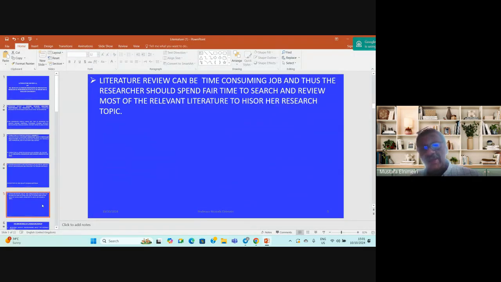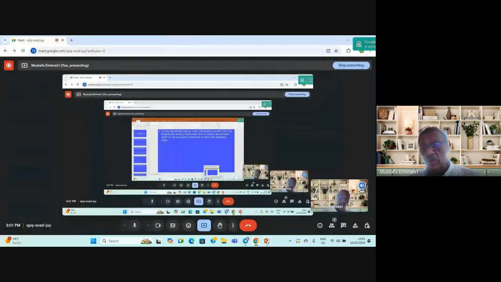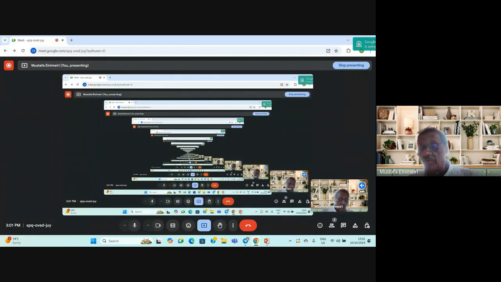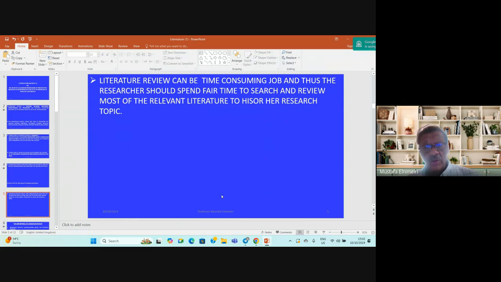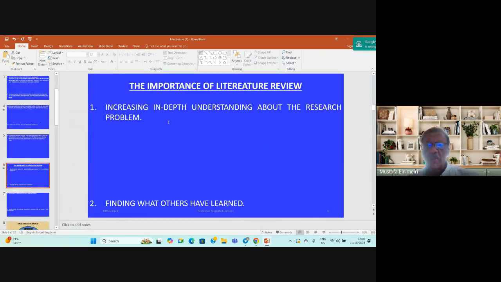The other thing is that literature review can be time consuming. It needs a great deal of time, as the investigator should go through all the different sources and study them thoroughly. This is time consuming, and thus the investigator should be patient enough and prepared that he or she needs time to understand all the literature relevant to his or her topic.